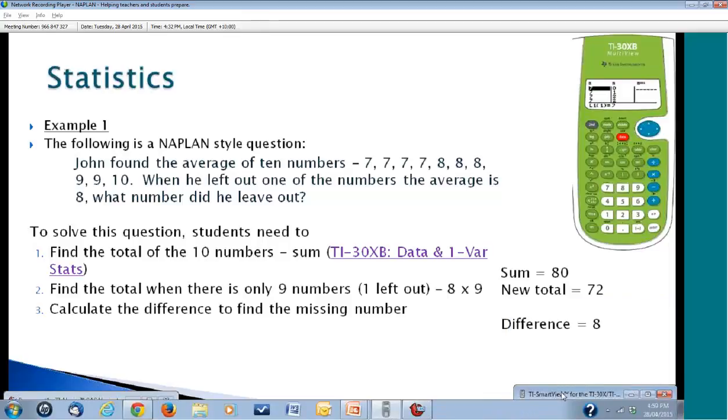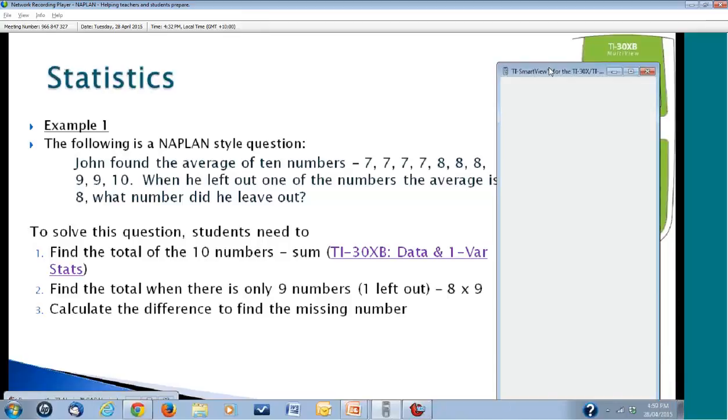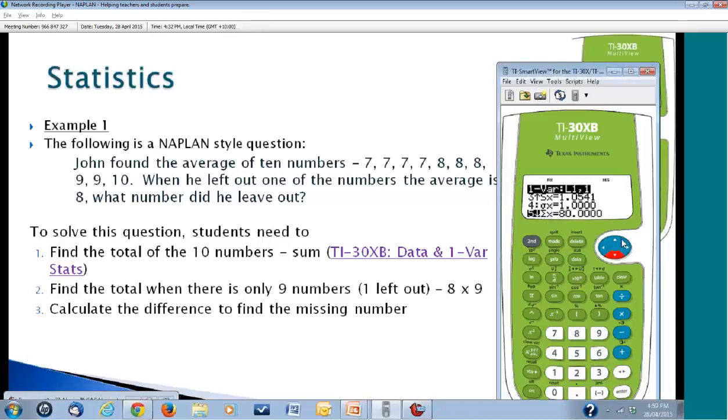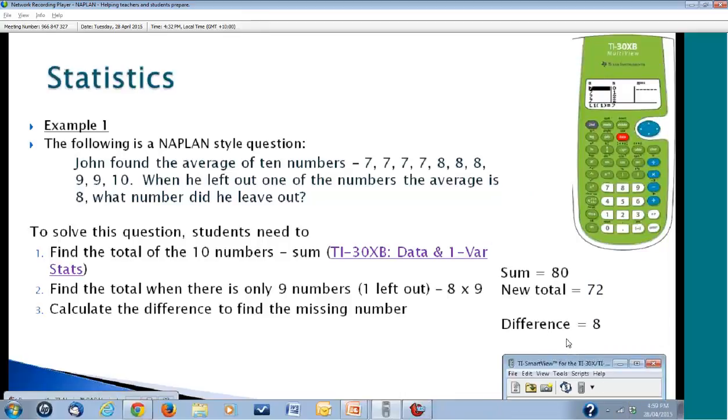And what we're also able to do, another feature there, is if we have a look back with my calculator, if I go back to the top, we will actually see that the mean of the original 10 numbers was also 8. So the only way you could have that 10 numbers has a mean of 8 and 9 numbers have a mean of 8 is if the number that you take out is also an 8. So there's different ways you can look at that particular question.